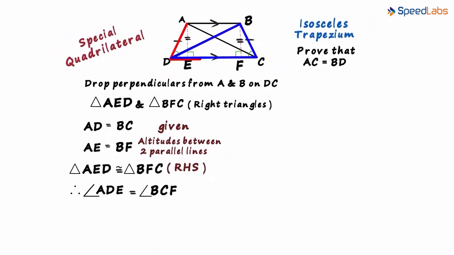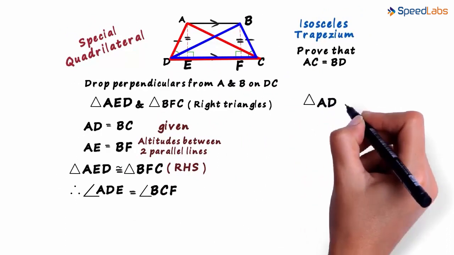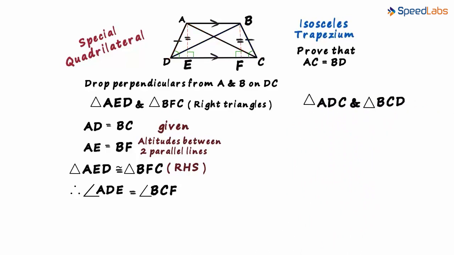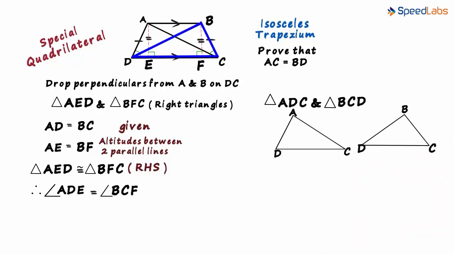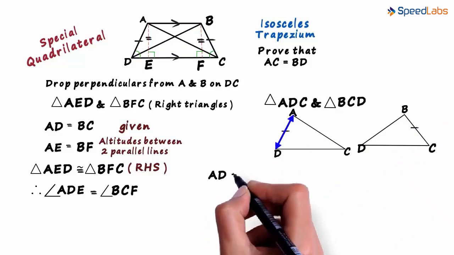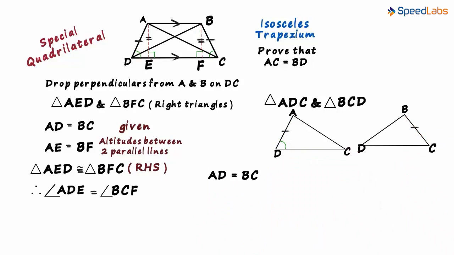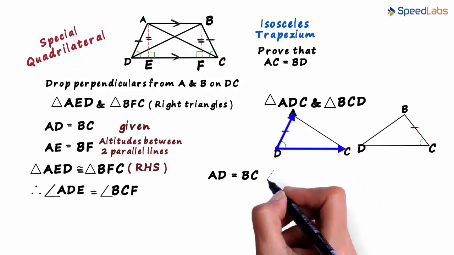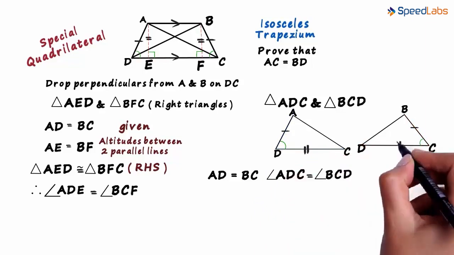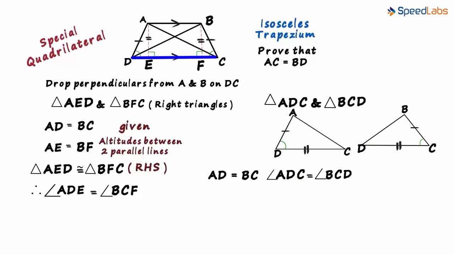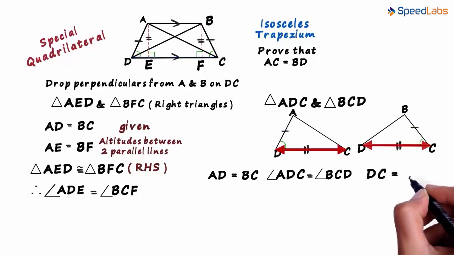Now let's focus on these two triangles, triangle ADC and triangle BCD. Let's redraw these two triangles so that it becomes a little easier. Triangle ADC looks something like this, and triangle BCD looks like this. Side AD is equal to side BC, so we write AD is equal to BC. This angle is equal to this angle. Angle ADC is equal to angle BCD. This and this is actually the common side to both triangles. DC is equal to CD.